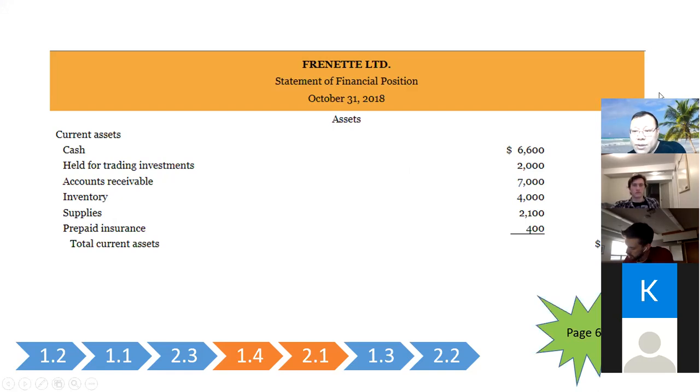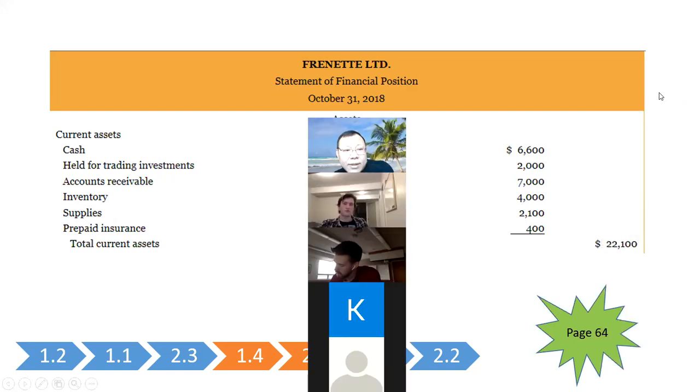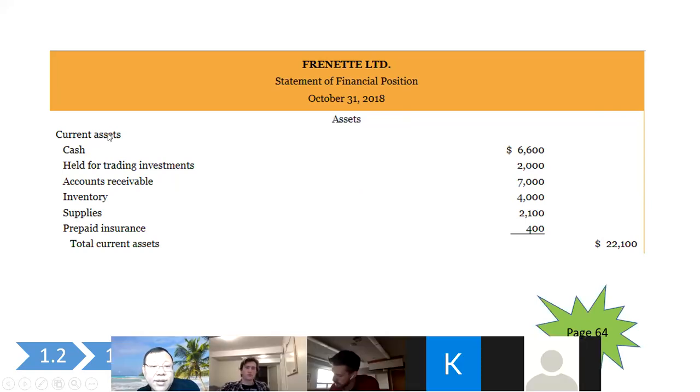So here, let's take a look at all these different accounts that are current assets, right? Cash, it's already cash. Held for trading investment: these are investments the company has no intention to hold for long term. They are ready to trade it anytime, and there is an active market. They can trade it within a few days or maybe within 1 month. That's the shares or bonds, whatever investment the company is holding that can be easily converted to cash within a short period of time. Accounts receivable, inventory, supplies, prepaid insurance, right? These are the things I have already mentioned.